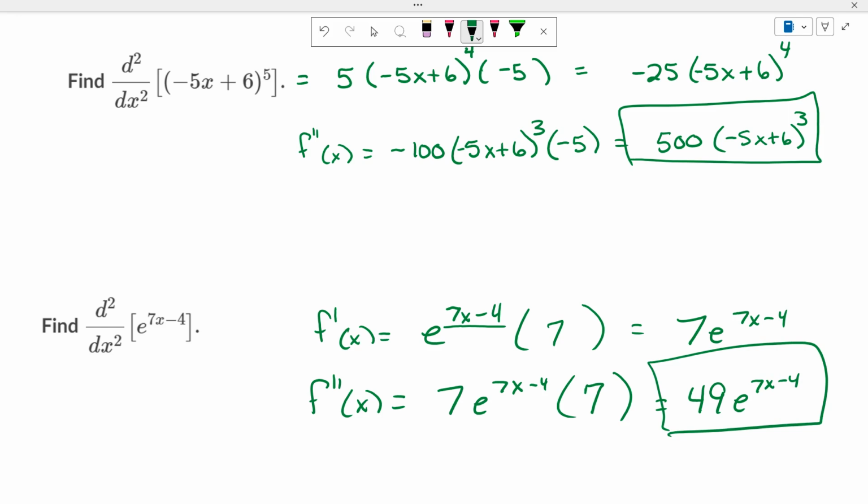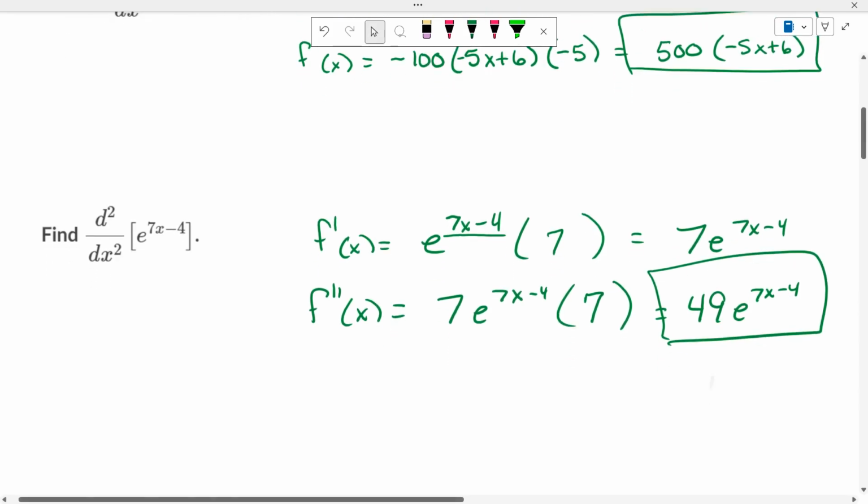Yeah, the first derivative of e to the x is e to the x. So the first derivative of e to the 7x minus 4 is e to the 7x minus 4 times the derivative of the power. Because the derivative of x is just 1. So it's 1 e to the x. So the first derivative of e to the x is 1 e to the x, which is still just e to the x. That doesn't change. So you just have to take the derivative of the power each time.